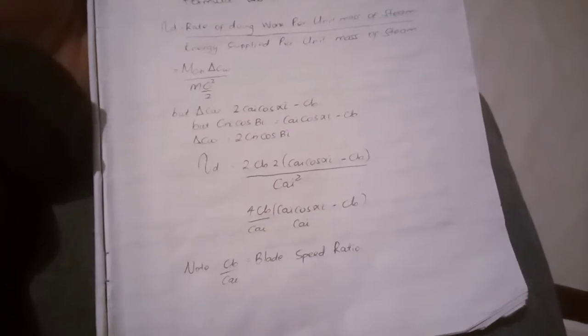In our question papers, you'll find that the teachers might ask you to prove that diagram efficiency is equal to 4CB over CAI into bracket CAI cos alpha I minus CB over CAI. You're supposed to get this correct. Note that CB over CAI is equal to the blade speed ratio. I hope you'll understand that.